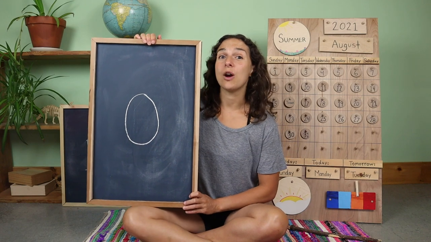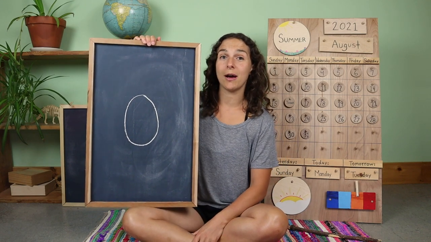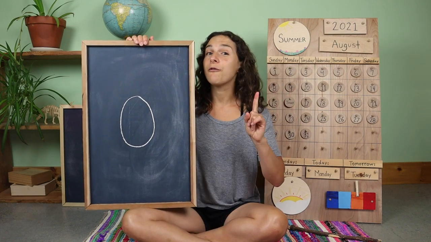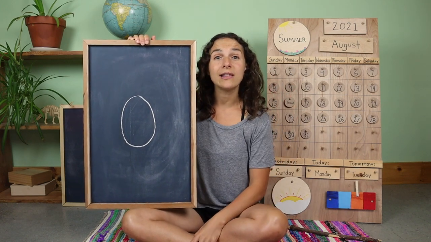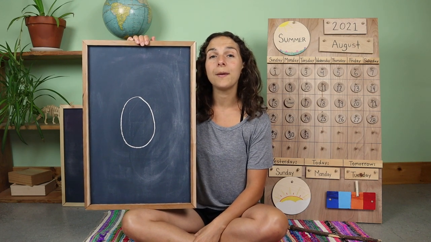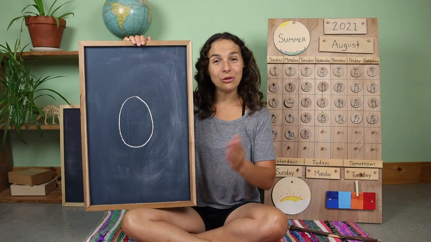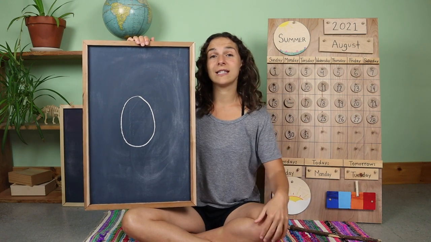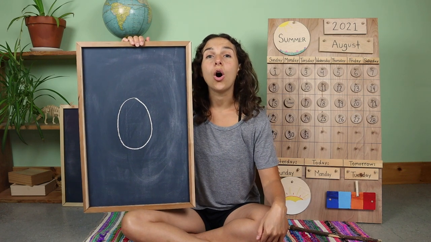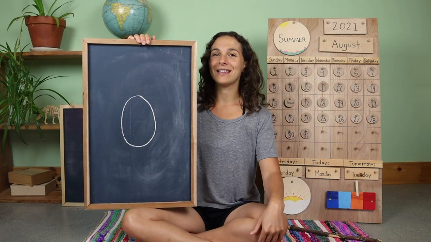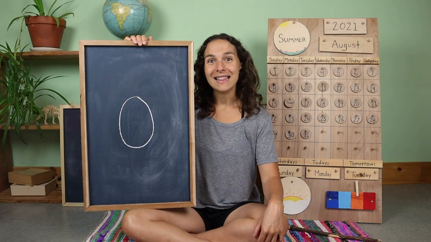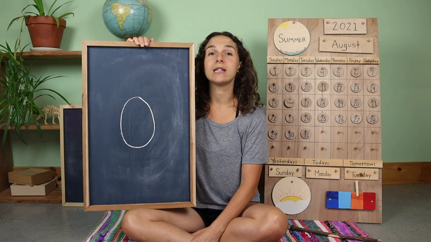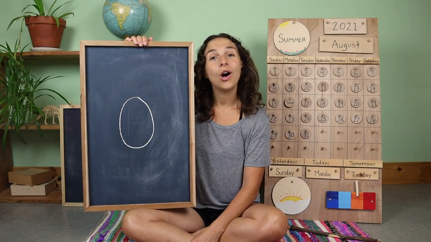Because today is Monday, we have a new letter to talk about. This uppercase letter makes two sounds. The first sound is a short sound that goes like this. Ah. Can you make that sound? And the next sound is a long sound that sounds like this. Oh. Can you make the long sound? That's right. This is an uppercase O. O says ah or oh.